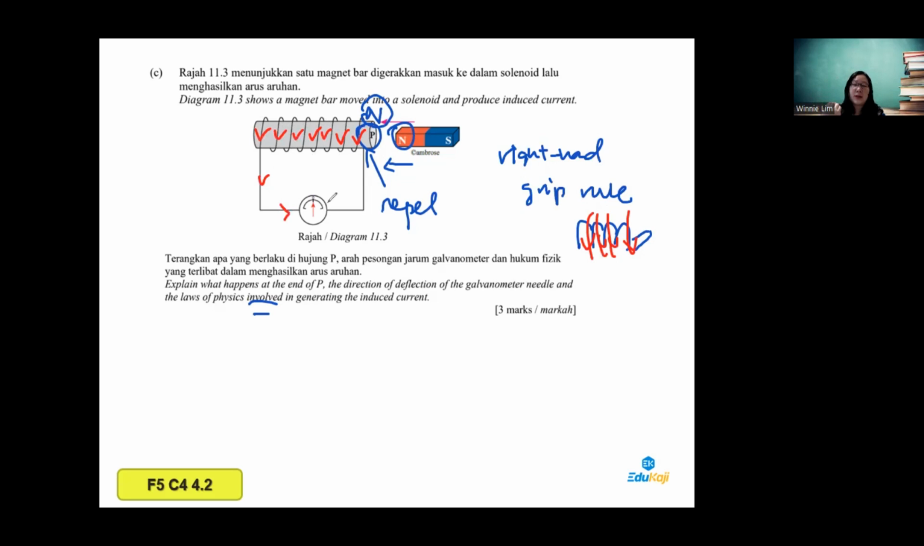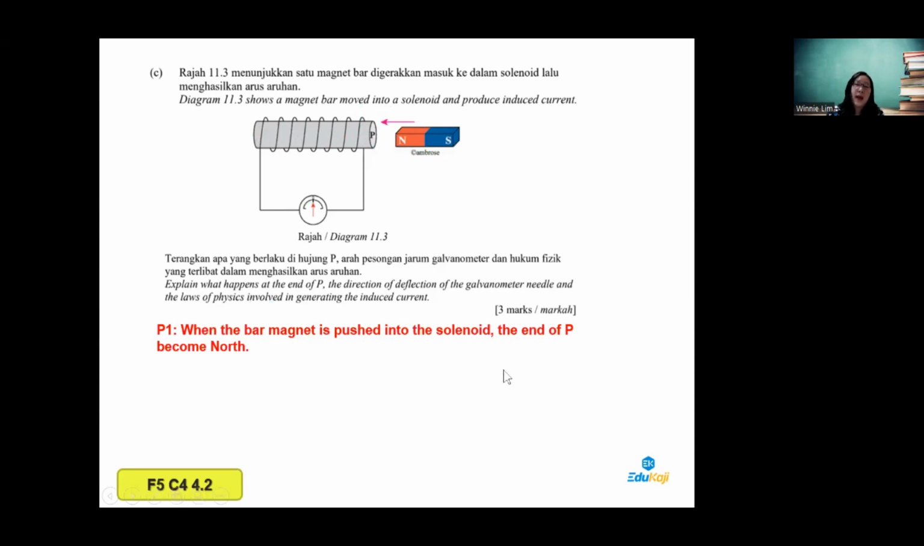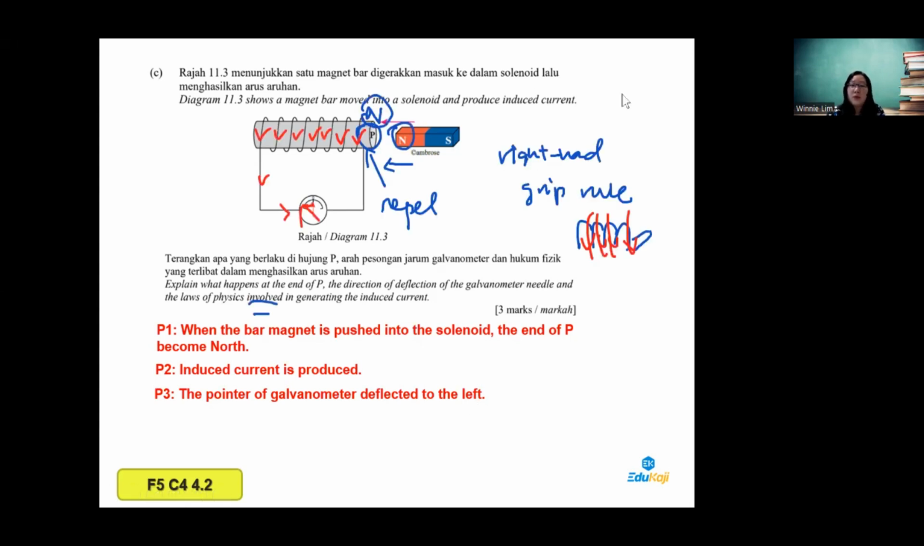Then when this current touches the galvanometer, if it comes from the left, it will deflect left. If it comes from the right, it will deflect right. It is indeed like that, so you remember, go do it, okay? So therefore, when the bar magnet is pushed into the solenoid, the end becomes north pole. The induced current is produced. Then you deflect to the left, and the law is Lenz's law. Let's say your north pole is on the left hand side, then you do like that, so the current will go up.